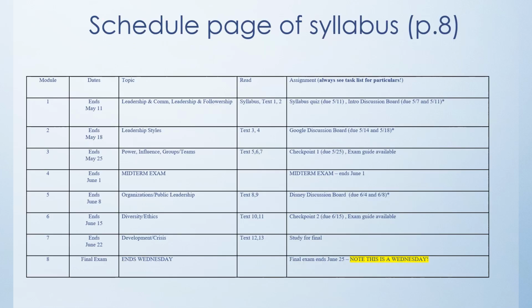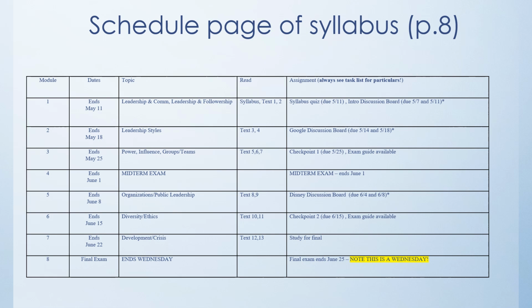This is the schedule page of the syllabus. You'll find this on page 8. And our schedule for the Summer 1 semester is laid out in a grid or table format that should make it easy for you to navigate. I want to explain what is in each column and row of this table.